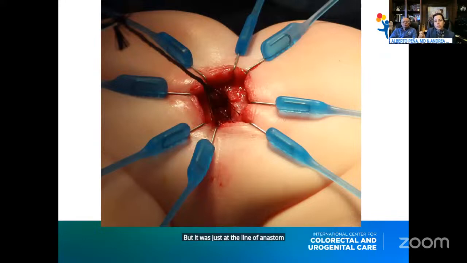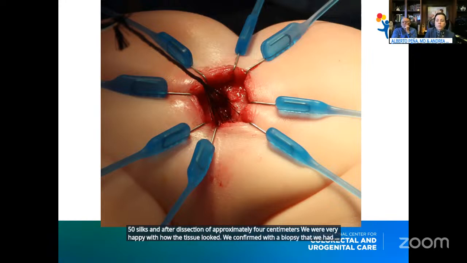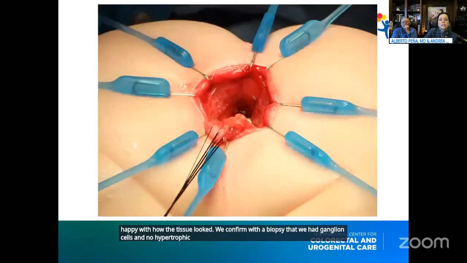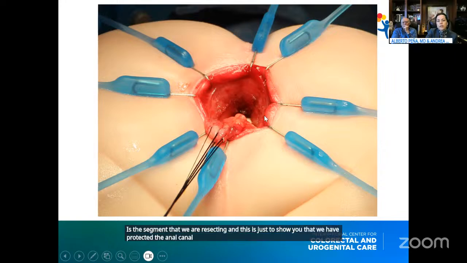So we were able to place multiple 5-0 silks, and after a dissection of approximately 4 centimeters, we were very happy with how the tissue looked. We confirmed with a biopsy that we had ganglion cells and no hypertrophic nerves, and we did a new anastomosis. So this is the segment that we are resecting, and this is just to show you that we have protected the anal canal, that it's inside the hooks in here.